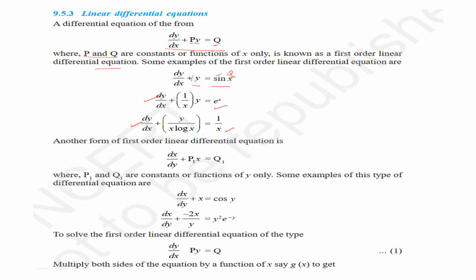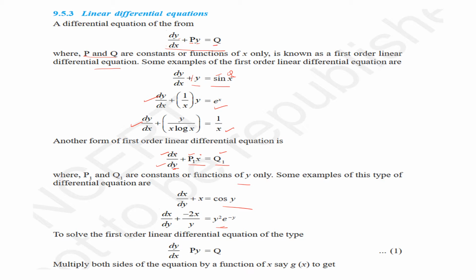Another form of first order linear differential equation is dx upon dy plus p1 x is equal to q1. Now here p1 and q1 will be either constants or functions of the independent variable y only, whereas x here is in the numerator itself. Some examples of this type are dx upon dy plus x equal to cos y, or dx upon dy plus minus 2x upon y is equal to y square e raised to power minus y.